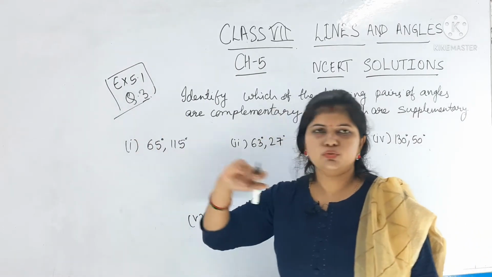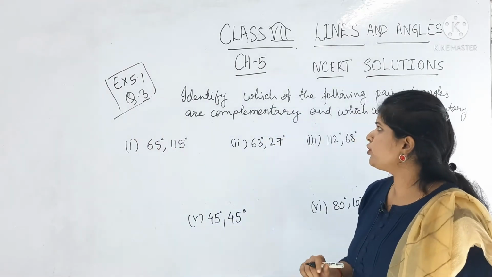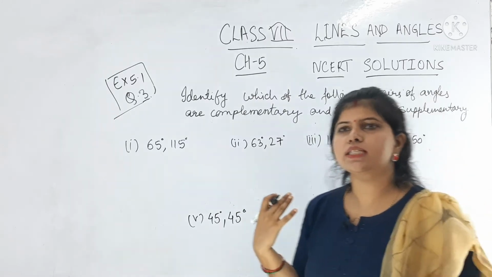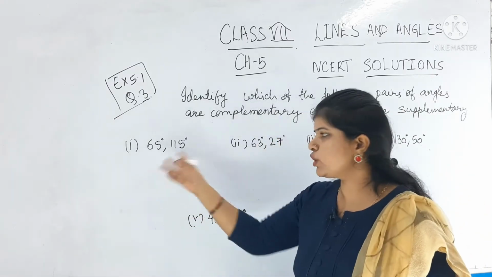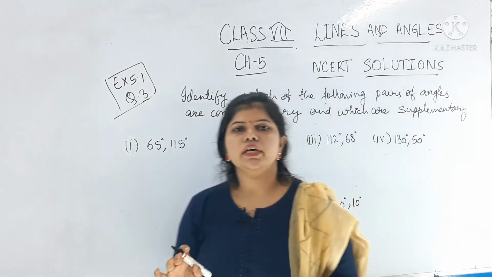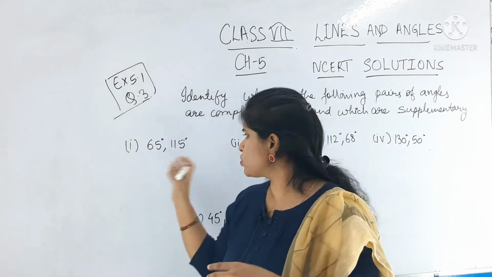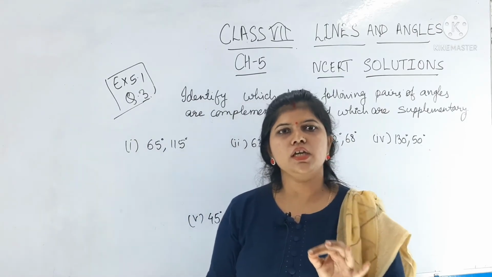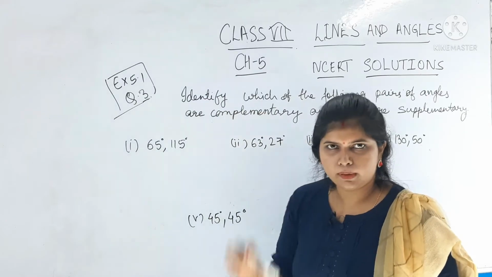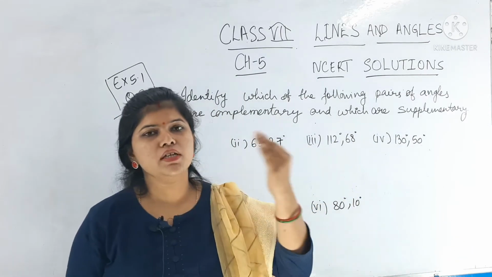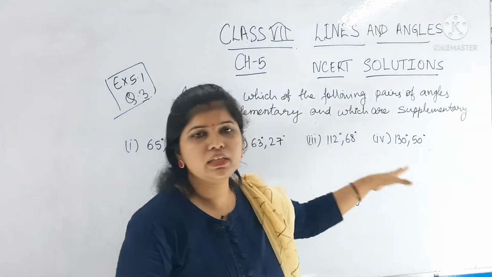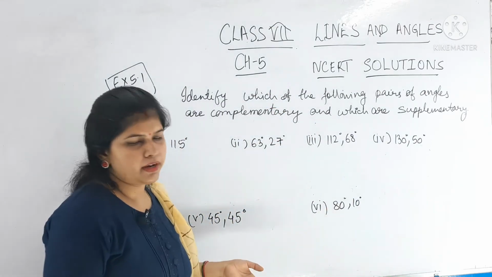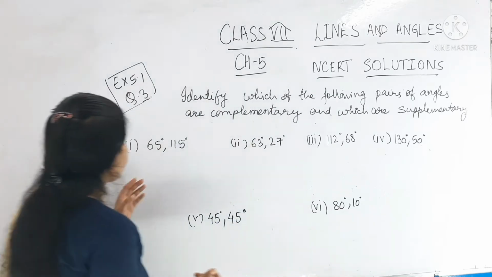Now students, let's come to question number 3. Here you have to identify which of the following angles are complementary angles and which are supplementary angles. Here two angles are given. You have to sum these two angles. If the sum is 90 degrees, these are complementary angles, and if the sum of the angles is 180 degrees, then they are supplementary angles. So let's do the first question.